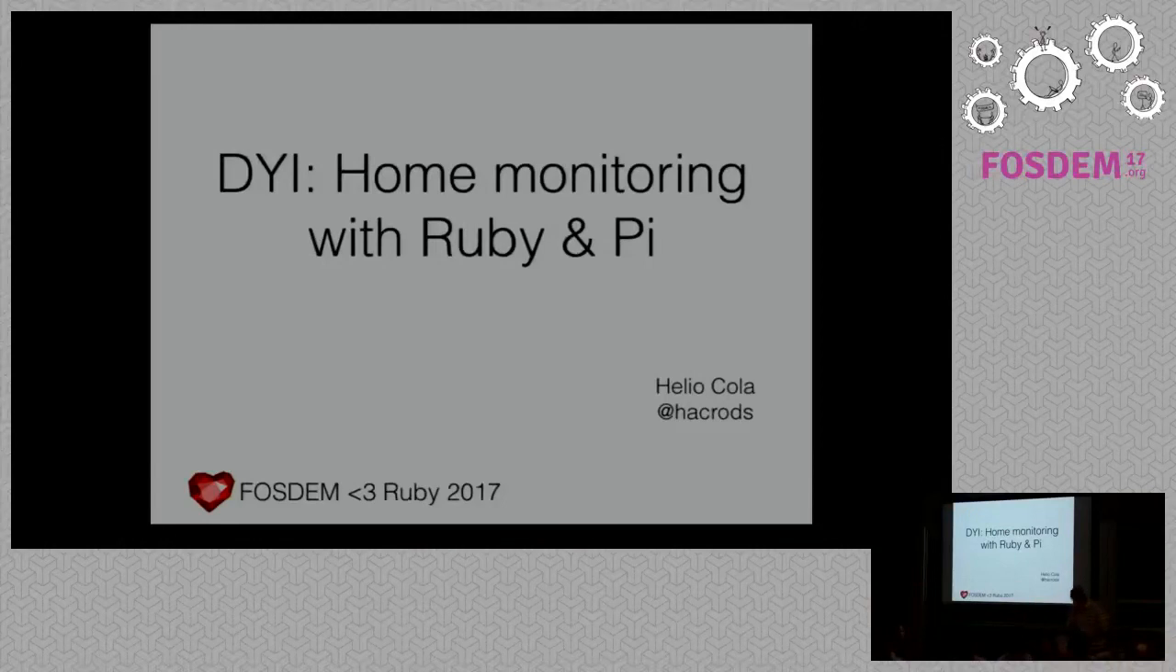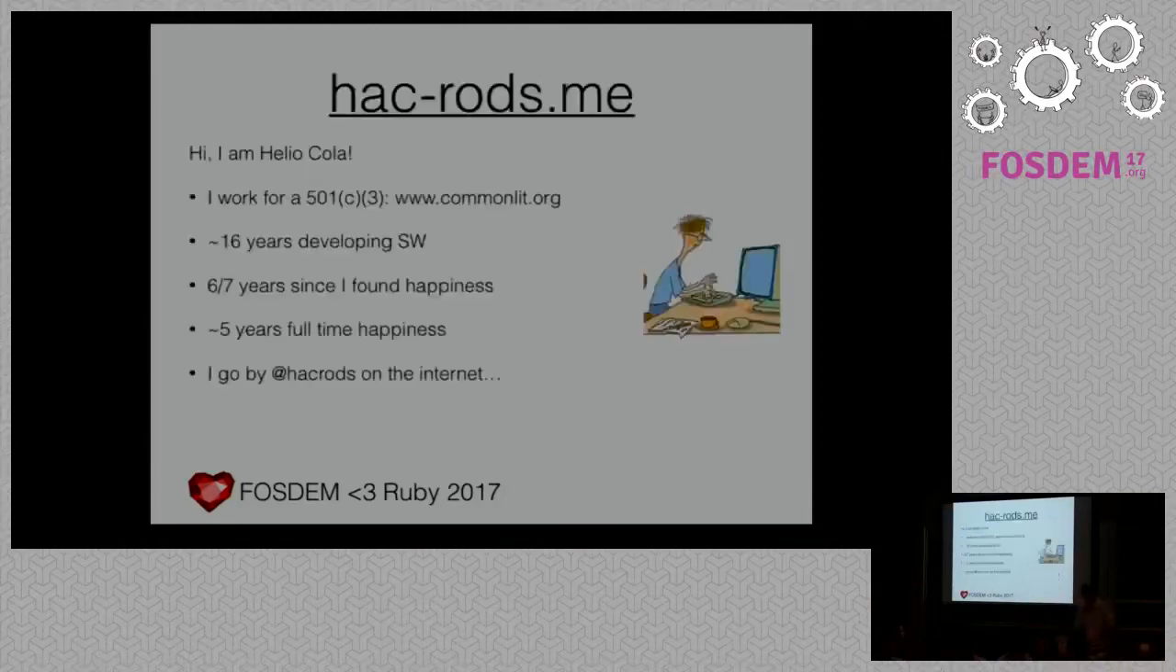All right, hello everybody. So let me get started with a little bit about myself. My name is Helio and I'm working in a non-profit organization called CommonLit. We do free literacy tools and student tracking tools, mostly for students and teachers, empowering teachers to improve education for kids. I've been doing software development for about 16 years and I've been working with Ruby on Rails for about 7 years, roughly.